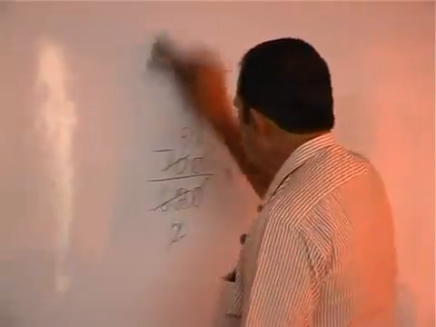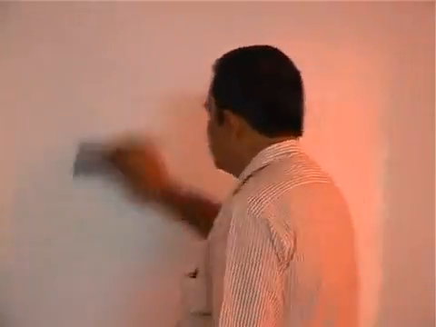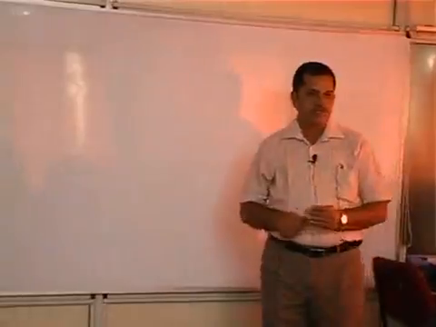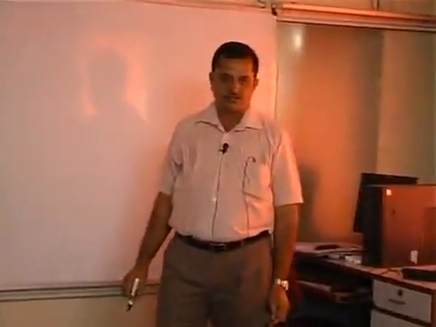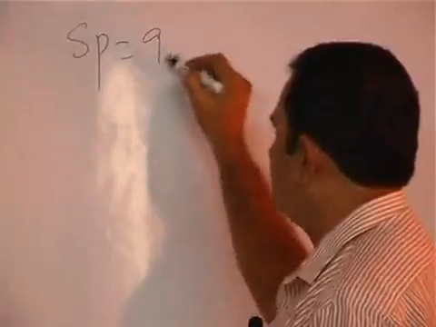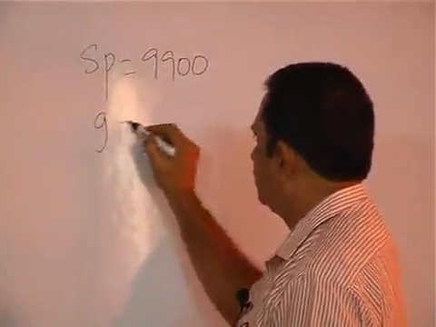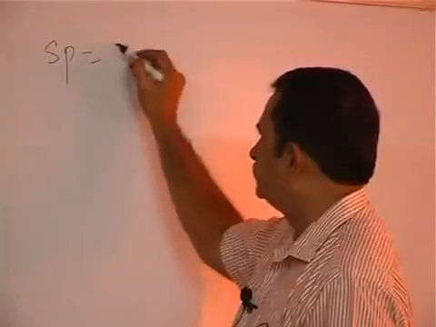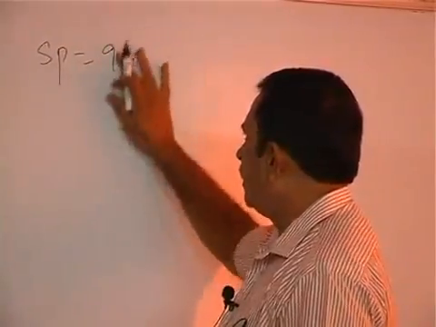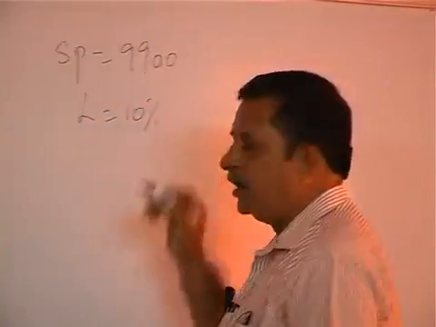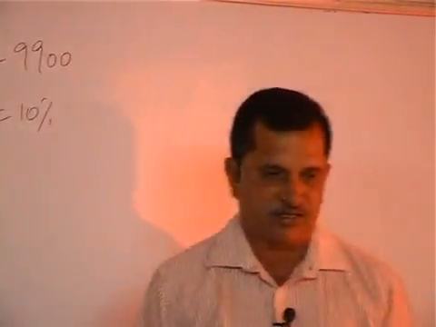Selling two horses for rupees 9,900 each, a man gains 10% on one horse and loses 10% on the other horse.